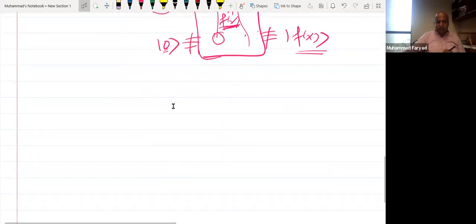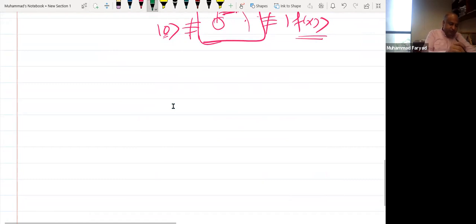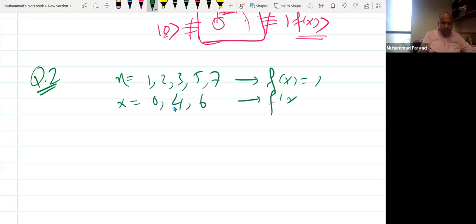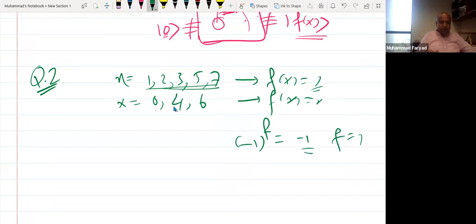If not, let me discuss the problem that was given in the midterm exam. In the midterm, there was this problem where you are supposed to implement this function f of x, which was 1 when x was 1, 2, 3, 5, or 7. And when x was 0, 4, or 6, f of x is 0. Which means that for 5 inputs, we want to multiply by -1, because -1 raised to the power f is -1 when f is 1. So for these inputs, we need a phase of -1. And for these inputs, we need a phase of +1.